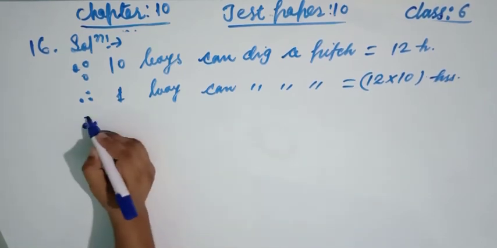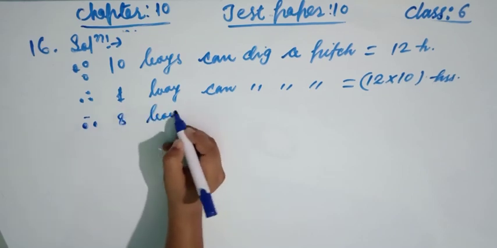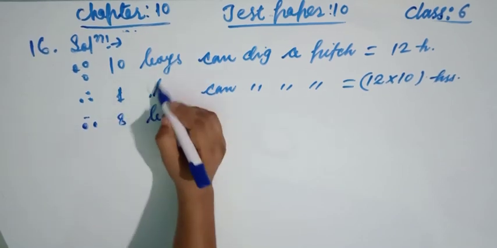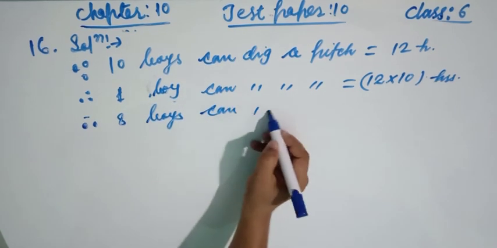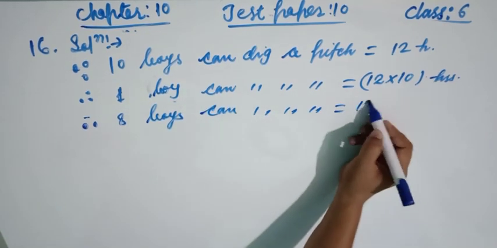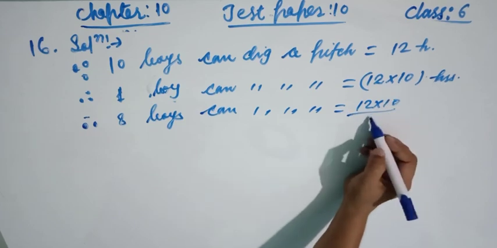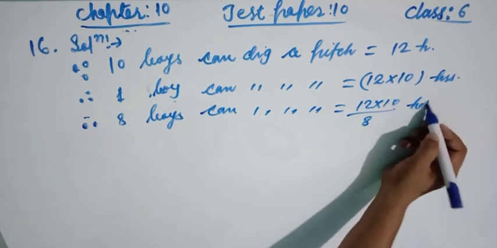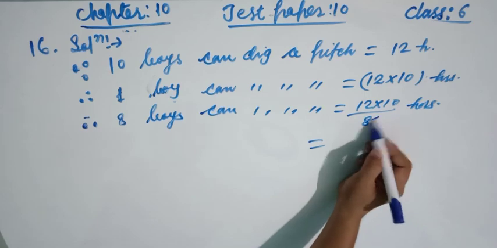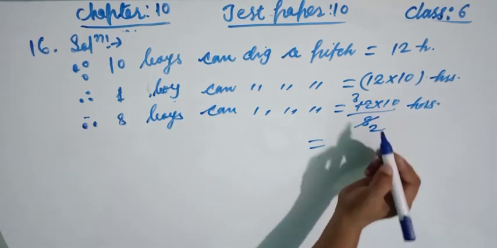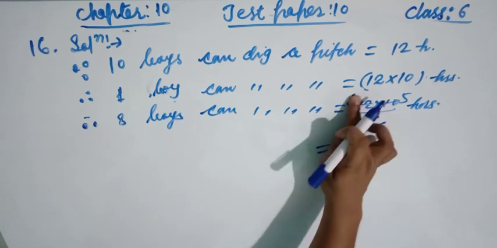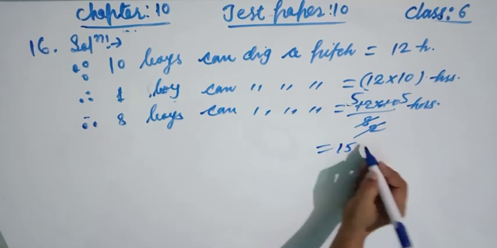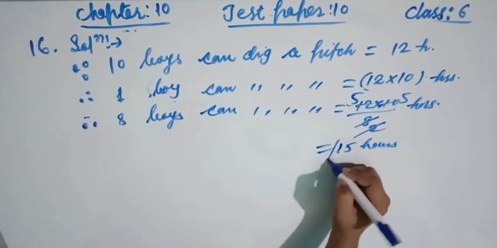Now इसलिए therefore, friends, 8 boys, this is boy, friends, 8 boys can dig a pitch is equal to 12 multiplied by 10. This is less time, means divide, friends, this is hours. Okay, now here, friends, 12 4 ja 12 3 ja, so this is 2 5 ja, we can write this is 3 15, 3 5 ja, friends, 15 hours. This is the answer.